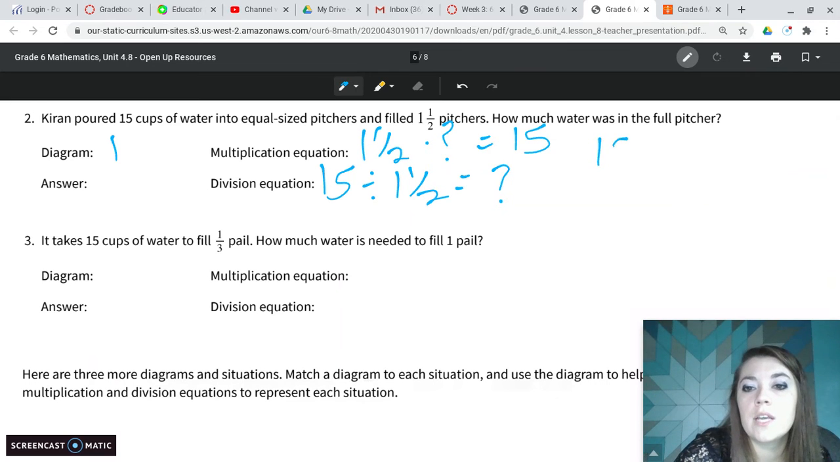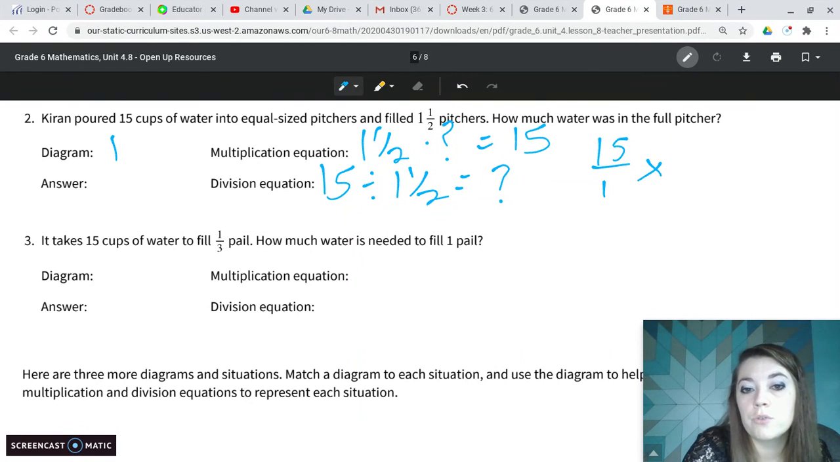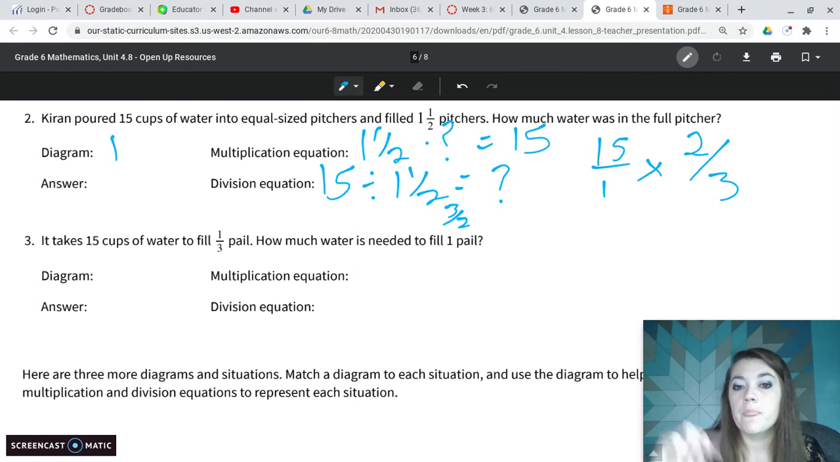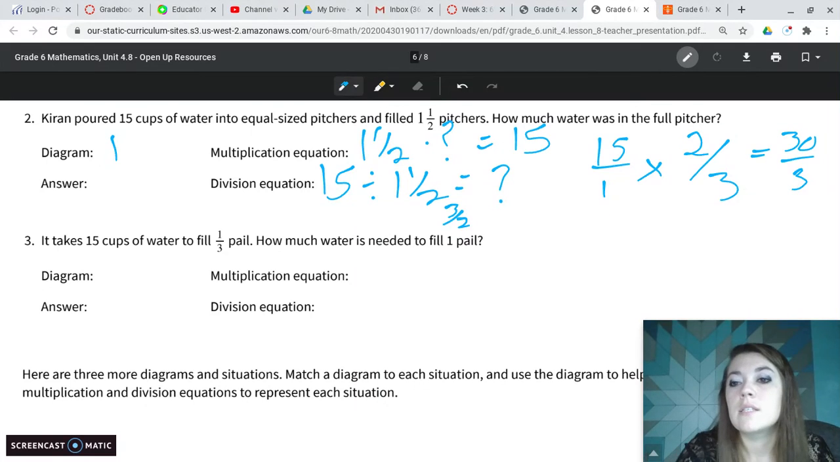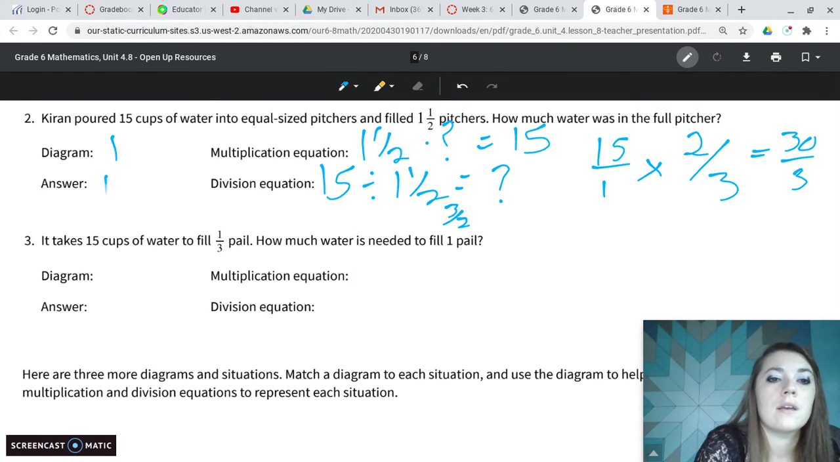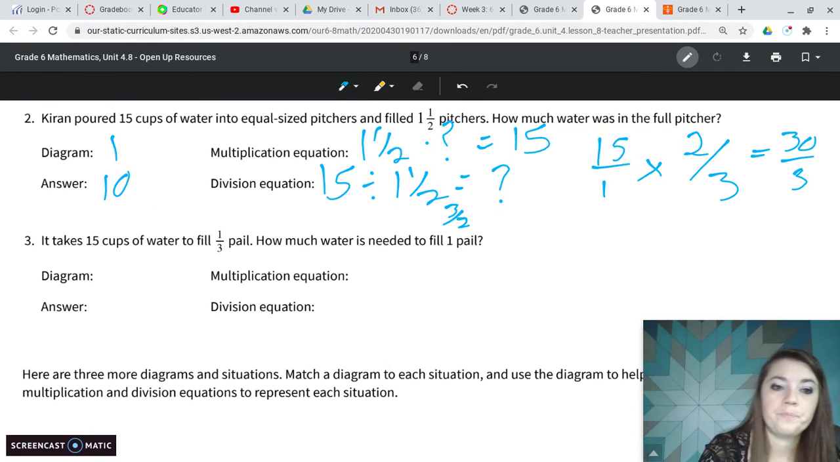So 15 over 1 times, what's 1 and 1/2 as an improper fraction? So 2 times 1 is 2, plus 1 is 3, so 3 over 2. So times 2 over 3, because remember we're flipping the 3/2. So 15 times 2 equals 30. 1 times 3 equals 3. 30 divided by 3 equals 10. So there's 10 cups of water in the full pitcher.